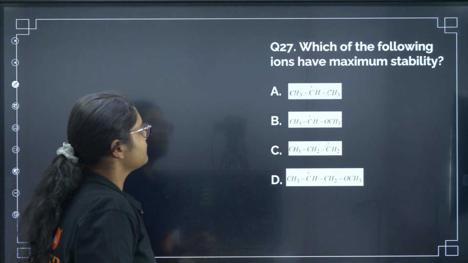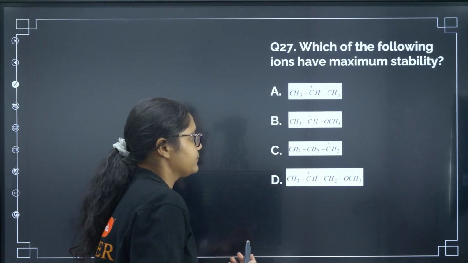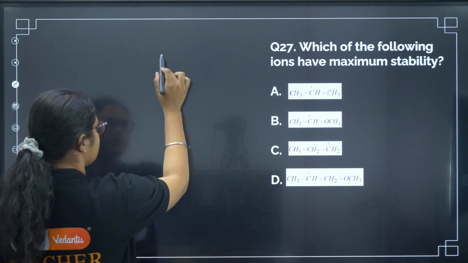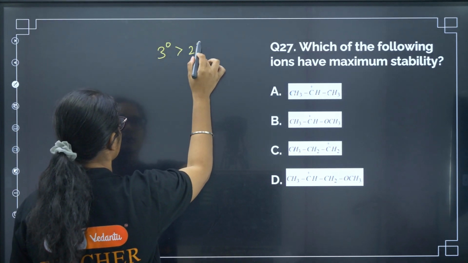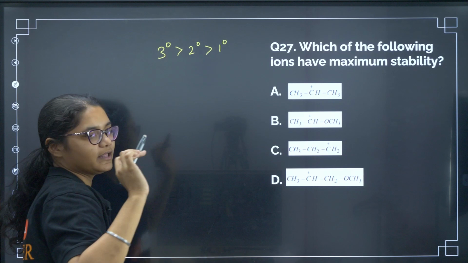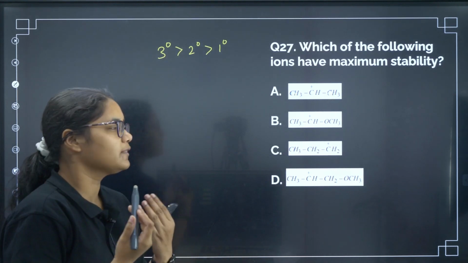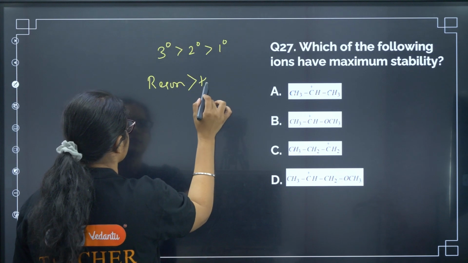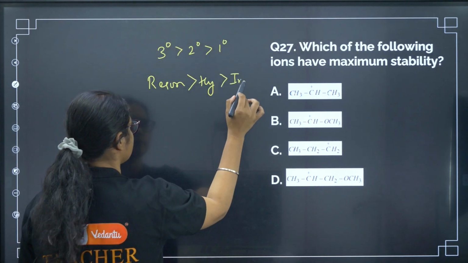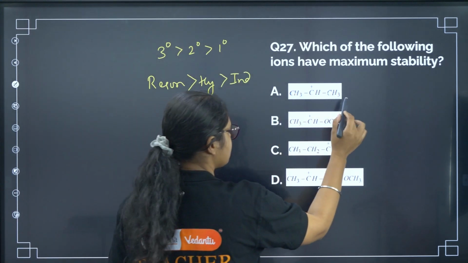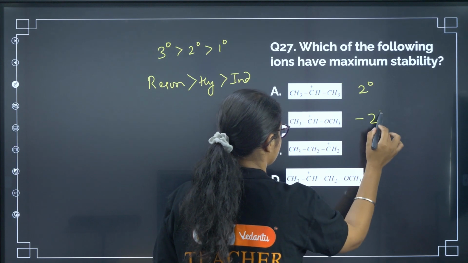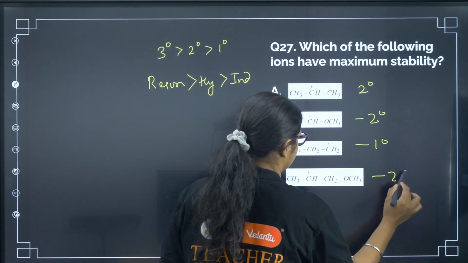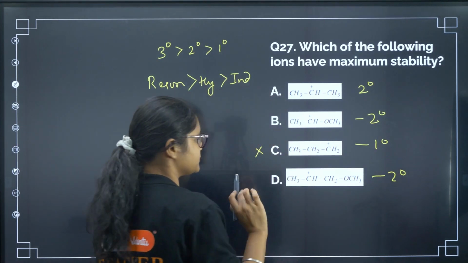Next, which of the following has the maximum stability? Okay, so stability order is, we know for carbocation it is 3 degree, 2 degree, and 1 degree. And if there are any two carbocations of the same degree, then we have to check whether it is stabilized by resonance, and then hyperconjugation, and then inductive effect. So here this carbocation is secondary, this is also secondary, this is primary, and this is secondary. So anyway, we can eliminate option number C.